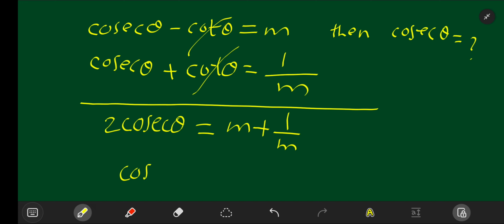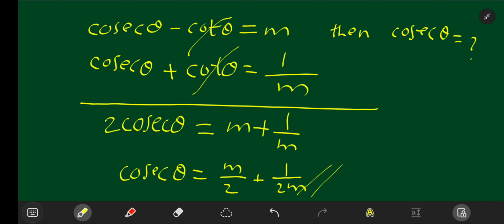Cosec theta is equal to, this 2 goes to the right hand side in the denominator, that is m by 2 plus 1 by 2m. The 2 goes to the denominator. This is the value of cosec theta.